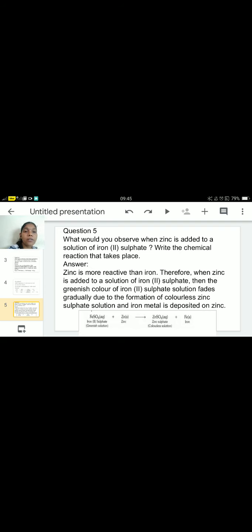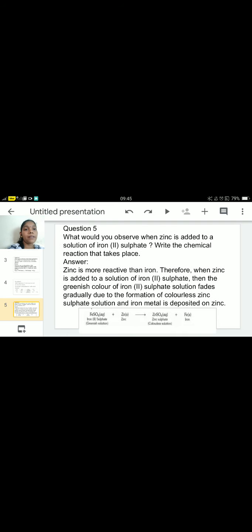So what is the reaction between them? FeSO4, that is ferrous sulfate, also called iron 2 sulfate, plus zinc gives zinc sulfate, that is ZnSO4, plus iron, which gets deposited on the zinc metal.